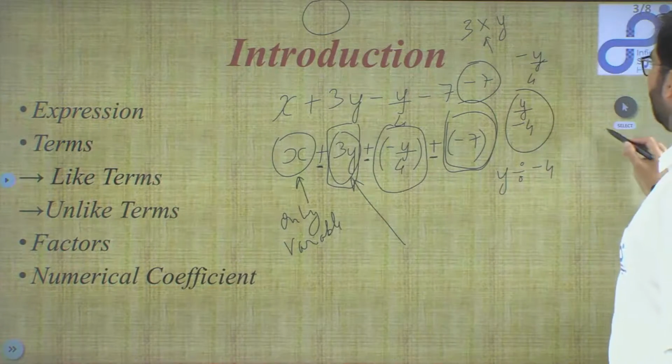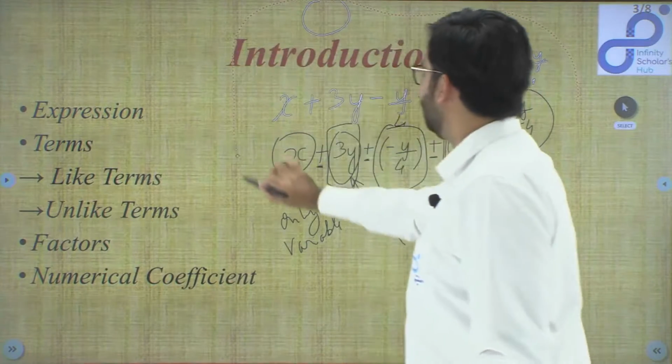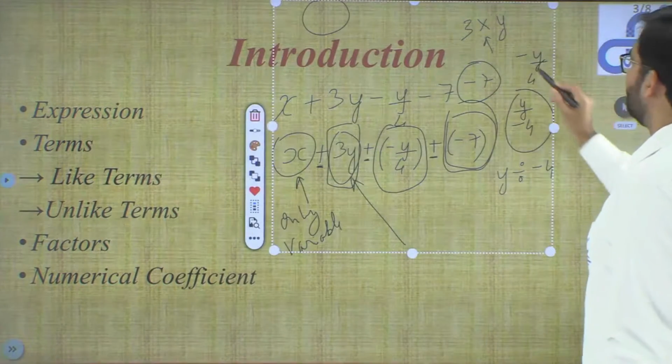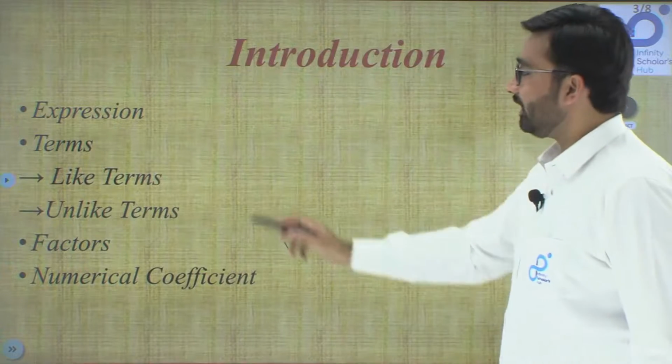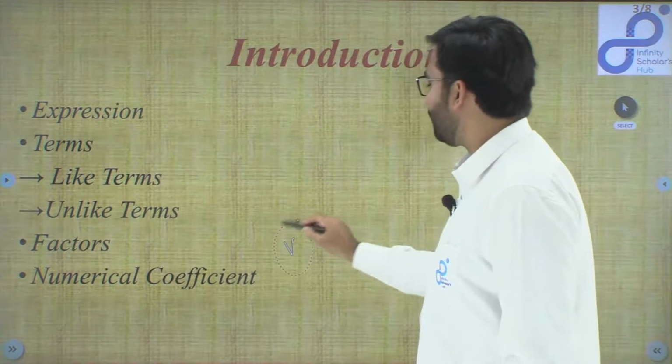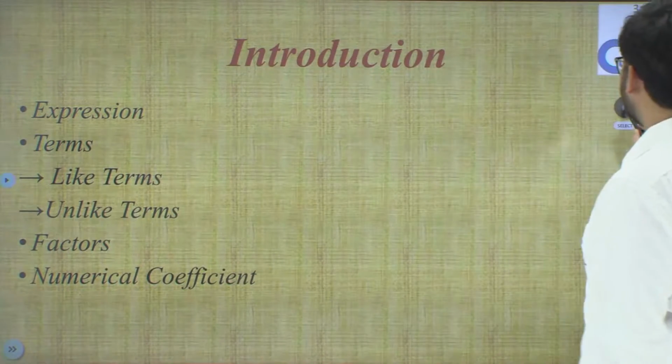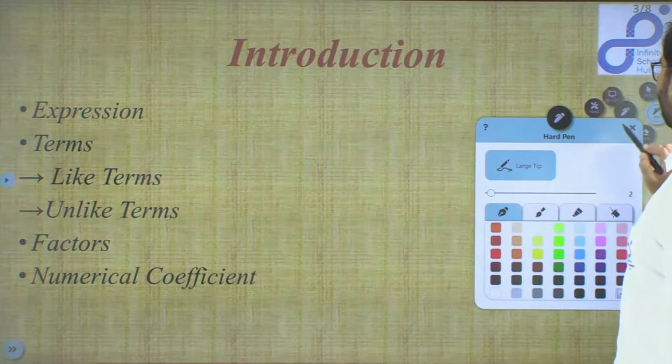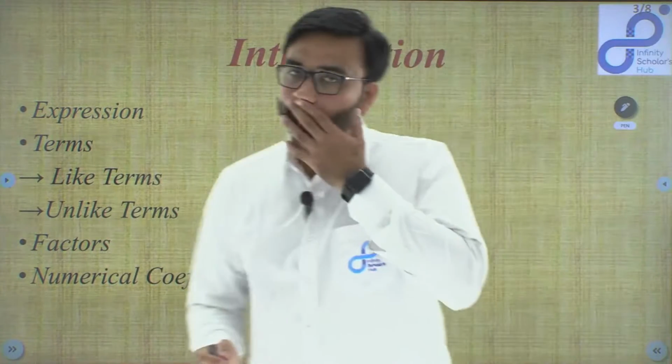Now let's go on to the next important term in this, and that is like terms. So we have known now what terms are. Now let us understand what like terms are. So see, what are like terms?